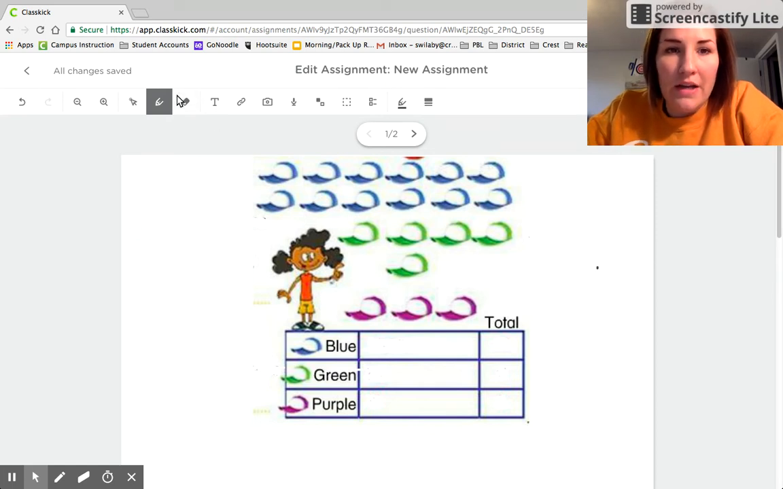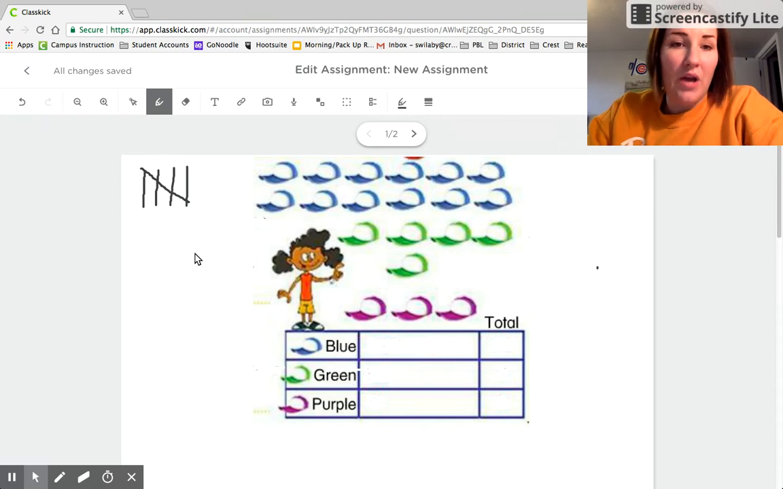So just a quick reminder about tallies: when I'm making tallies, I'm going to do 4 in a row, so they're just straight lines. And then when I get to the 5th one, I'm going to go across. This makes it really easy for us to look at how many we've kept track of.